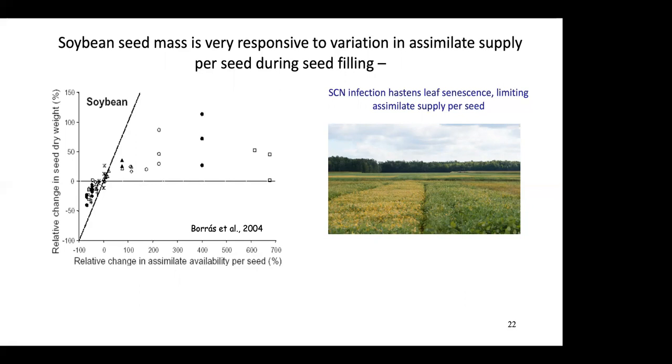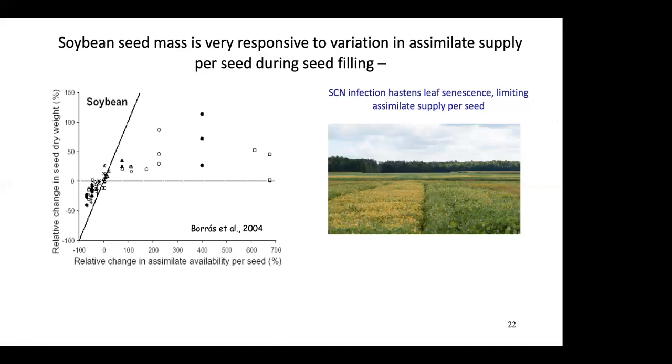Grasses will not do that. Corn will not do that. Wheat will not do that. Once that size is set, you can't make them bigger. You can make them smaller, but you can't make them bigger. So that raises a bit of an issue when we look at the impact of soybean cyst on the senescence process, on the duration of seed filling. And that's what the figure on the right is all about.